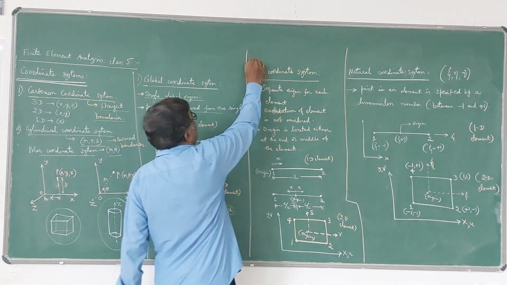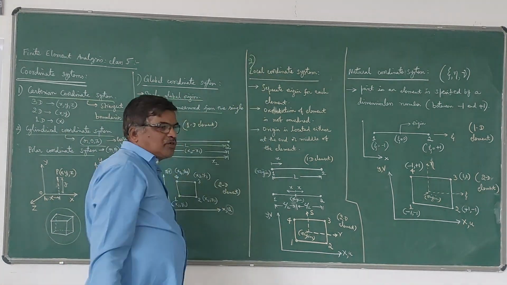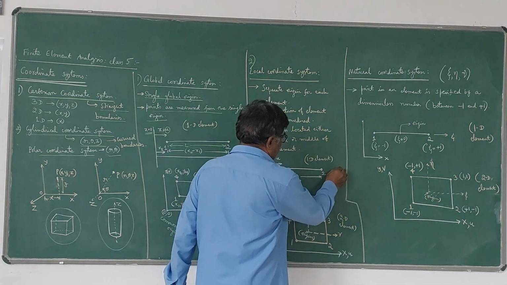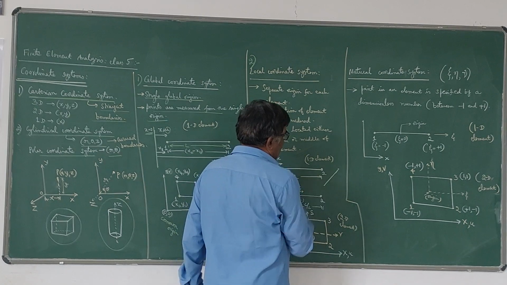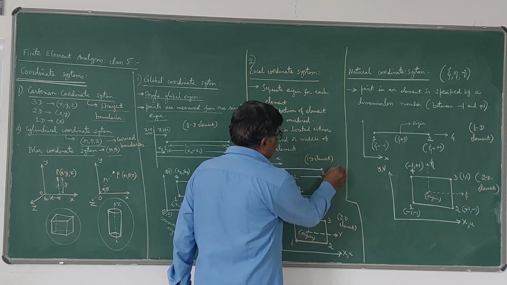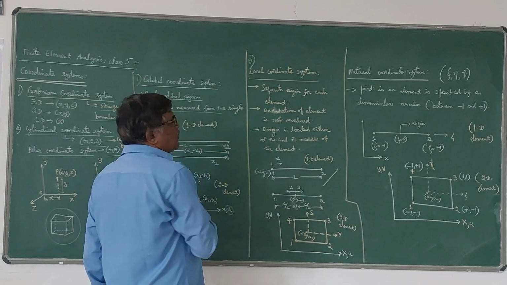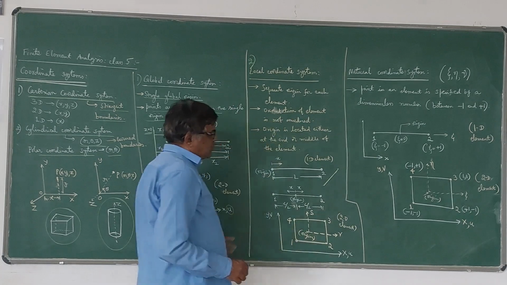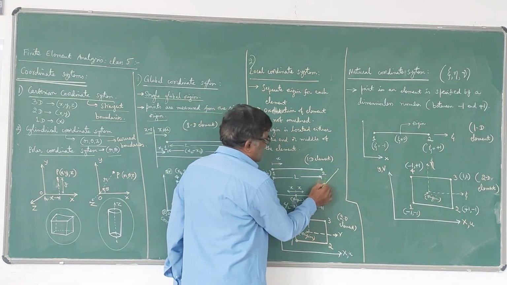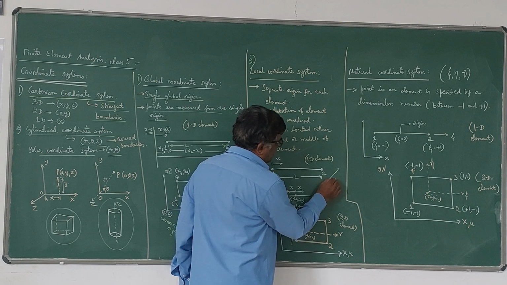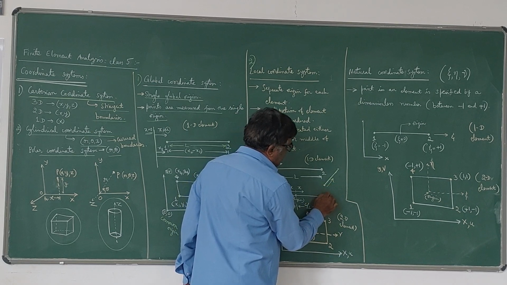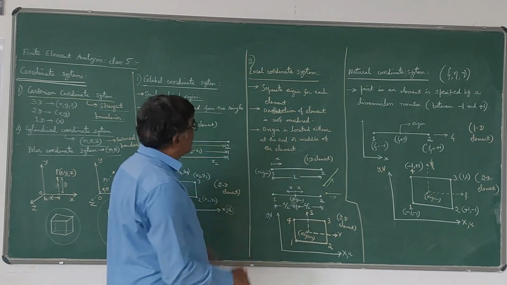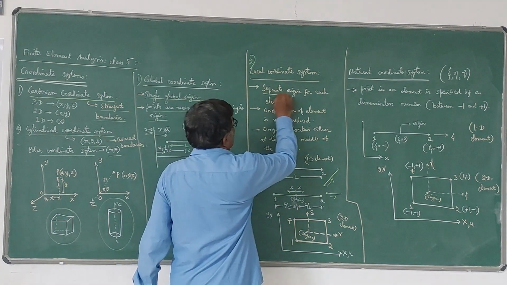The second one is the local coordinate system. Sometimes this is very much useful when we have inclined members. Inclined members like this, for example, a truss member may be inclined like this. Then it is better to go for a local coordinate system. In a local coordinate system, a separate origin is taken for each element. For example, if the element is like this, this can be taken as the origin for this element. If the element is like this, this can be taken as the origin for this element, like that. So a separate origin can be there for each element, that is one thing.